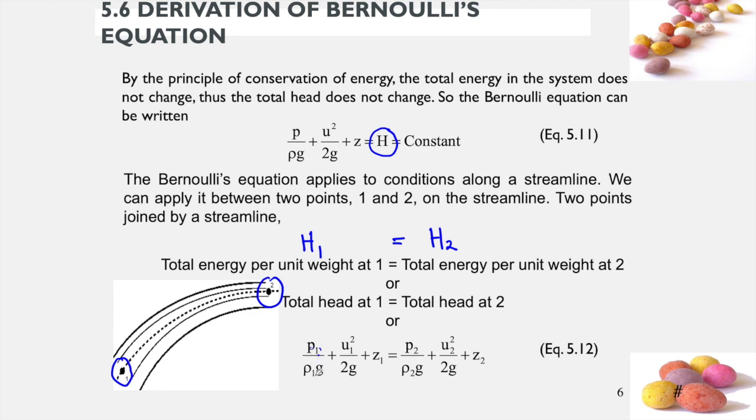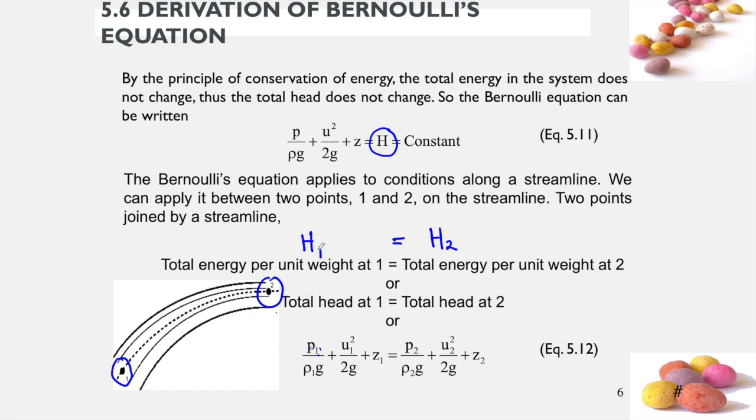So P1 over rho 1 G, density at point 1, plus U1 squared, velocity at 1 squared, over 2G plus Z1 equals the same terms at point 2. We go to point 2. We have to substitute the value of pressure at point 2 over rho 2 G, plus velocity at 2 squared over 2G, plus Z2.